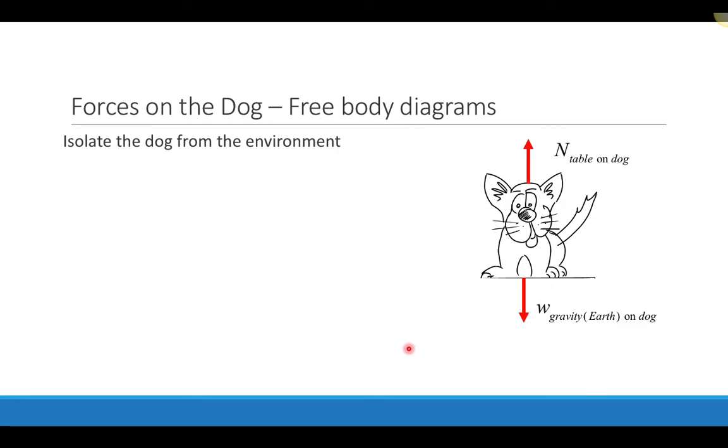The dog is sitting on a table. So there's also a contact force between the table and the dog. So there's this force that the table exerts on the dog. Those are the two forces, and the only two forces that are acting on the dog, because it's not moving and it's just sitting on the table. There's no static friction because nobody's pushing on the dog, and so we have those two forces.